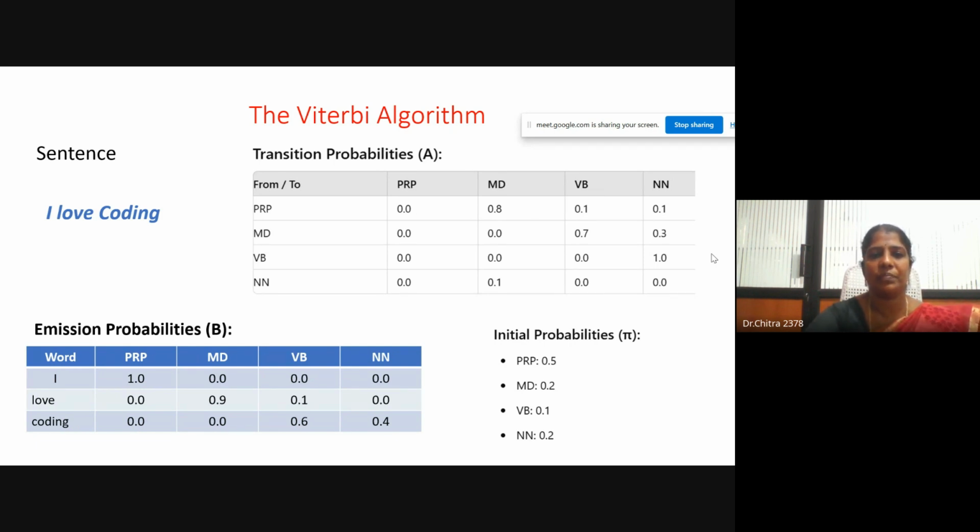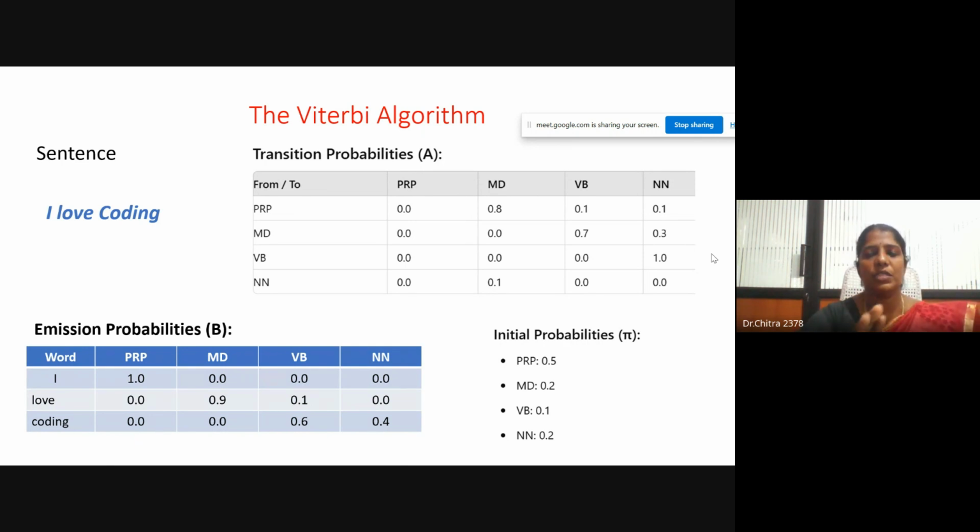That is our outcome. So here the given constraints are the transition probability, which is the probability of moving from one state to another state. Similarly, the emission probabilities are given, which are the output probabilities. In the same manner, initial probabilities are also given. So transition probability, here PRP to PRP, is 0. Nothing can be moved from PRP to PRP. Similarly, PRP to MD is 0.8, and PRP to VB is 0.1. Like that, these are the given scenarios.